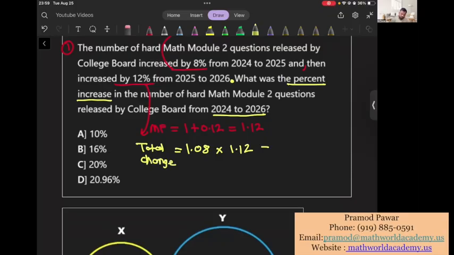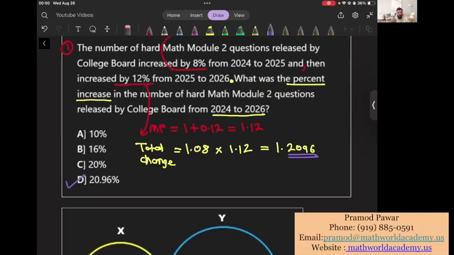Now multiply those two numbers. You can use decimals or you can use just your physical calculator, which is just faster. So 1.08 times 1.12, that's going to give you 1.2096. And for 1.2096, the number after the decimal is your percentage increase. So that's your 20.96. So option D is the correct answer for this question.